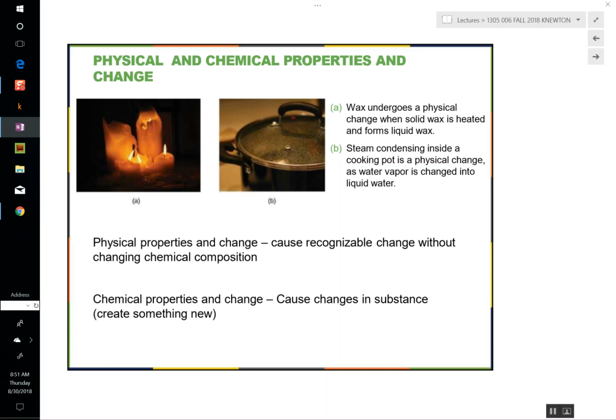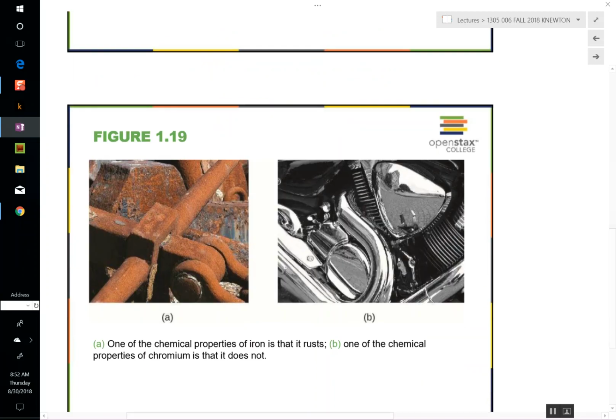But when you boil something on the stove, you're converting the liquid water into steam, but it's still H2O. You haven't produced anything of any new composition.